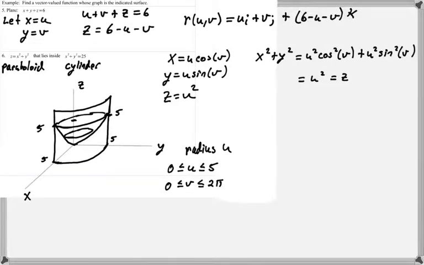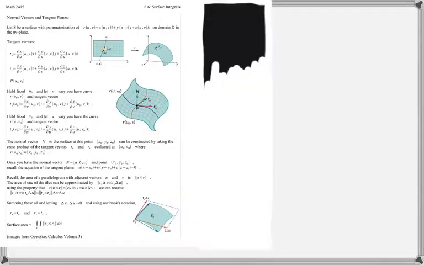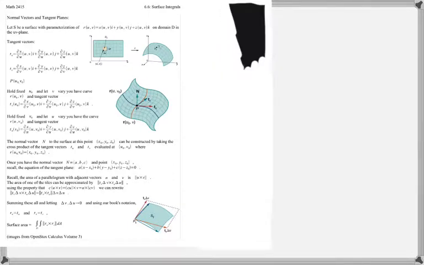All right, the last thing we're going to take a look at is the normal vectors and tangent planes.